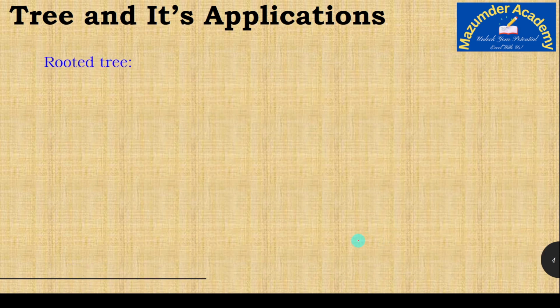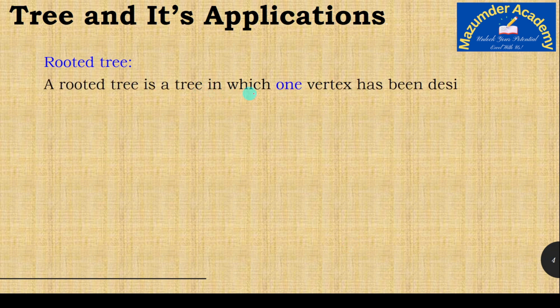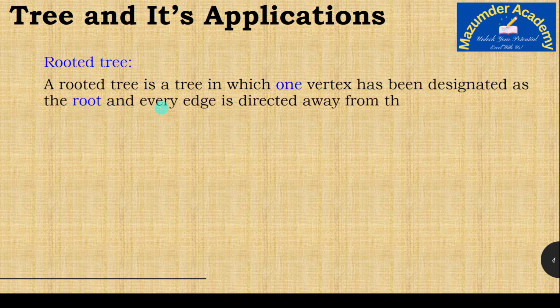Next, we will see a rooted tree. What is a rooted tree? In the name itself we can understand. That means in the tree there should be a vertex which is designated as root. So a rooted tree is a tree in which one vertex has been designated as the root and every edge is directed away from the root. So every vertex should be connected with the root through some path, and that path will be a unique path.